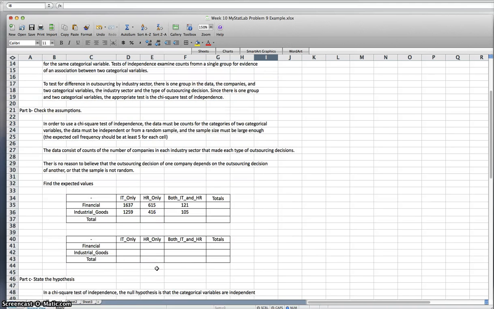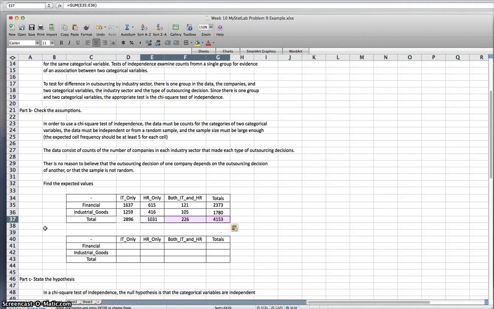So now let's look at our data that we were given. We need to first find the expected values, and to do that we need totals. So let's go ahead and sum up our rows and our columns. And we'll see if we can copy and paste this across here. And there we have it. So there are the totals for our data. So next we need to go ahead and find our expected values.